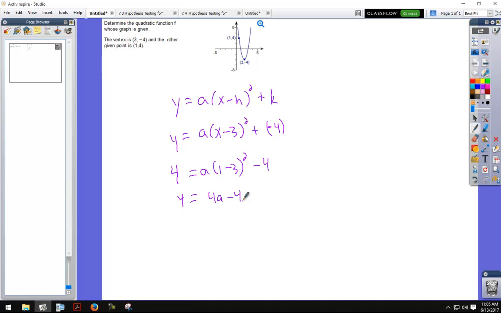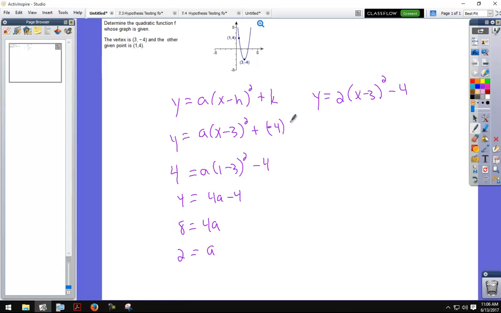I'm going to add this 4 to the other side. When I add 4 here, it goes away. When I add 4 here, I get 8. And then I'm going to divide both sides by 4 so that I can solve for a, and I get a equals 2. So I'll come over here, and my equation then is 2 times x minus 3 squared minus 4.